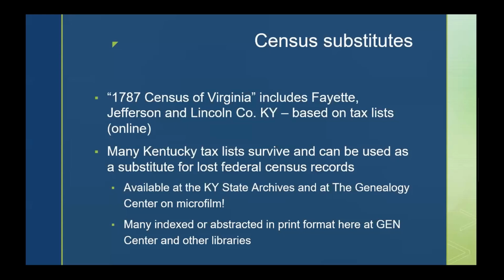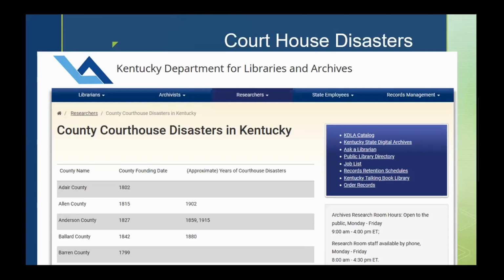And those early tax lists are available at the state archives. They might be available locally in the different counties. We have a set of them here at the Genealogy Center on microfilm. And many have been indexed and abstracted in print format. And we have a lot of those here at the Genealogy Center as well. And other libraries probably have these also. So you can try searching WorldCat for tax lists for different counties in Kentucky that you are researching.